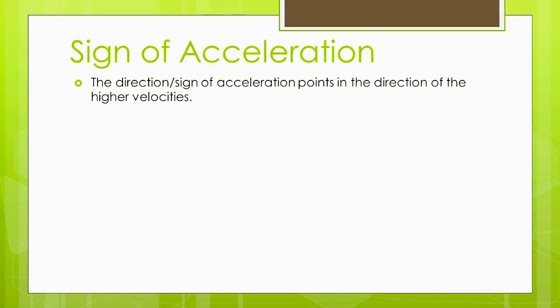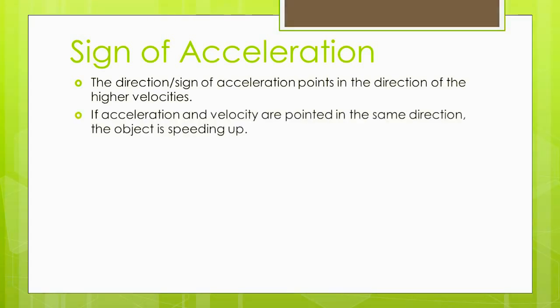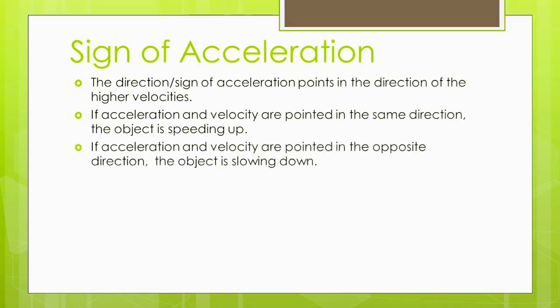The direction and sign of acceleration always points in the direction of higher velocities, meaning that if a car is speeding up forward, all of the faster velocities are forward. Rather, if it's slowing down forward, all of the slower velocities are ahead of it. If acceleration and velocity are pointed in the same direction, the object is speeding up. Remember, acceleration and velocity both are vector values, so they have direction. If they're going in the same direction, the object's speeding up. If the acceleration and velocity are pointed in opposite directions, the object's slowing down.